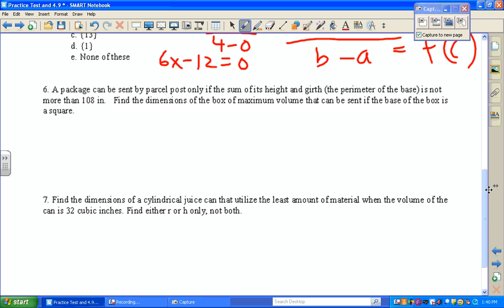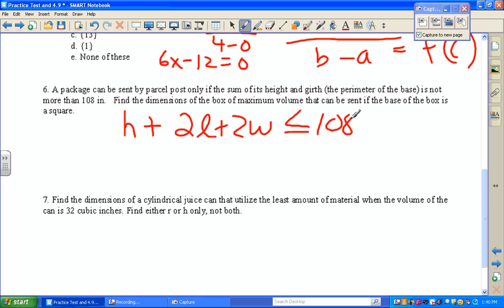A package can be sent by parcel post if the sum of its height and girth, the perimeter of the base, is not more than 108 inches. Plus 2L plus 2W is not more than 108 inches. So it has to be less than or equal to 108. Find the dimensions of the box of the maximum volume that can be sent if the base is a square.